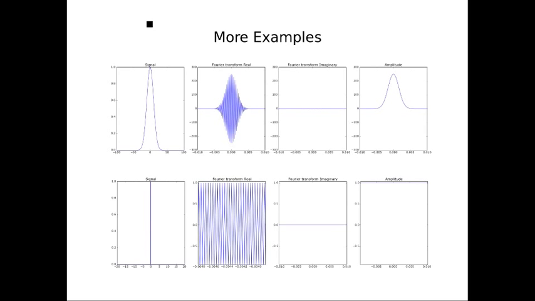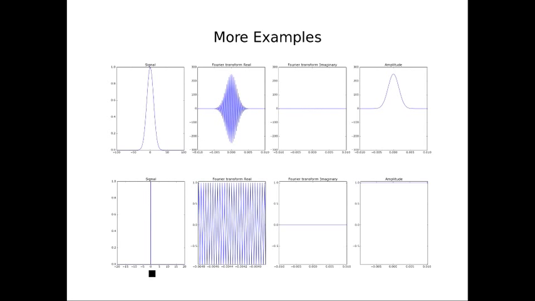And here are the final two examples that I'll show in this slideshow. This signal is a Gaussian, and you can see here its real component of the Fourier transform and the imaginary component, and you'll notice that the amplitude actually also looks like a Gaussian, and that's because it is. So the Fourier transform of a Gaussian is actually also a Gaussian with a slightly different mean and standard deviation.